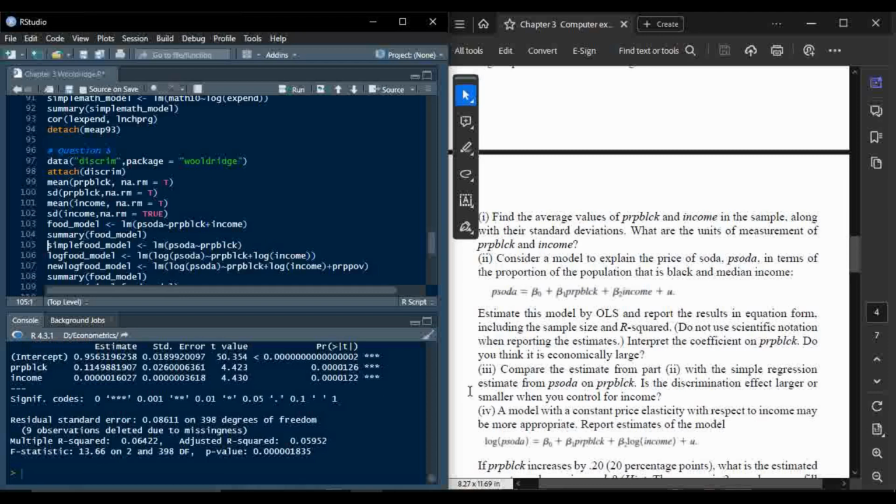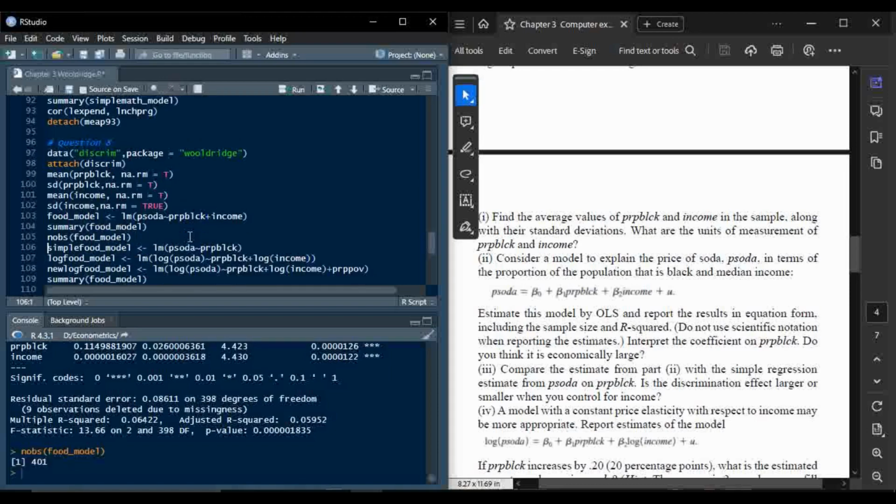It says to report the results in equation form including sample size and R squared. What was the sample size? Use this command, nobs, and then in the brackets type food_model. The sample size is 401 and the R squared value is 0.064. Okay, so here we are.